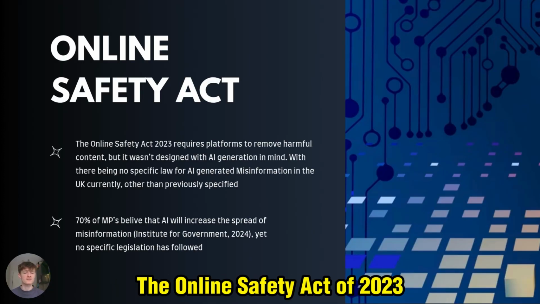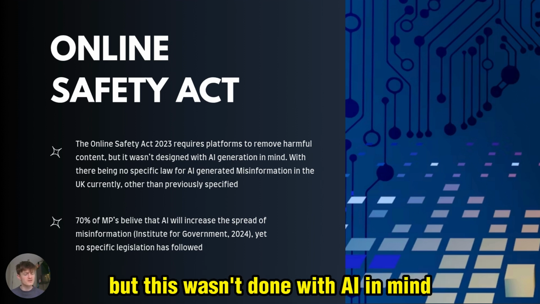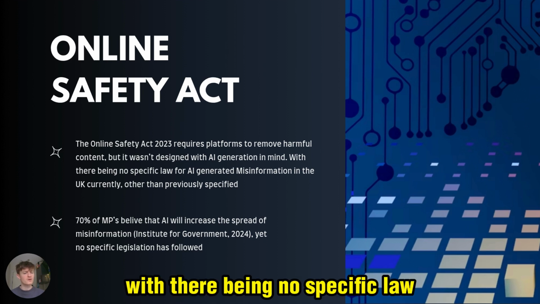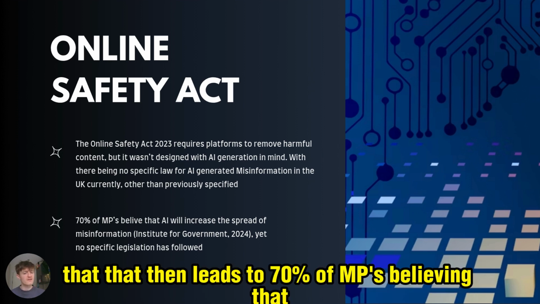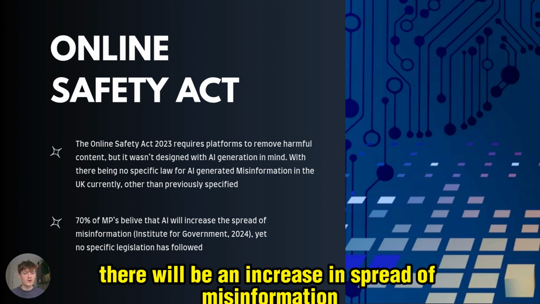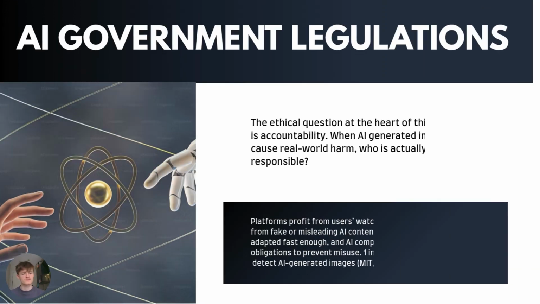The Online Safety Act of 2023 also requires platforms to remove harmful content, but this wasn't done with AI in mind. With there being no law specifically getting rid of AI generated misinformation currently in the UK, this then leads to 70% of MPs believing that there will be an increase in the spread of misinformation, yet there's been no specific legislation to push towards stopping this.